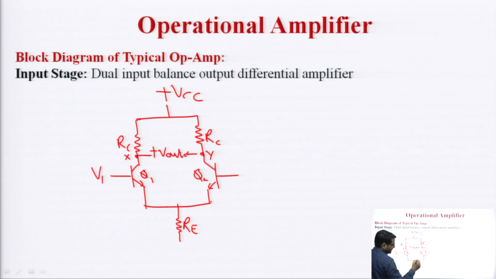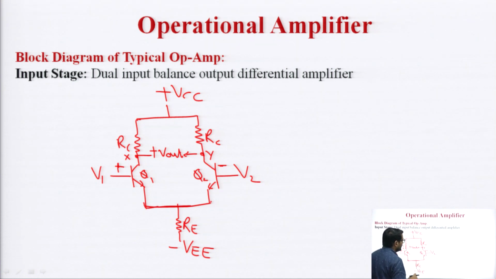Let us suppose that V1, V2. Sorry, this is the inverting terminal, and this one the non-inverting terminal. And this supply here is the negative supply, minus V. This is the typical differential amplifier, which consists of two identical transistors Q1 and Q2 with two collector resistances RC, both RC are equal, and one resistance RE, the emitter resistance.